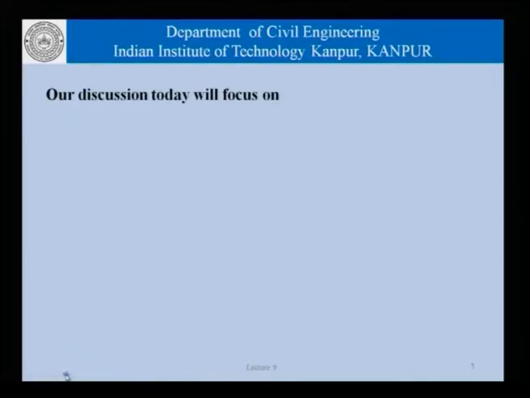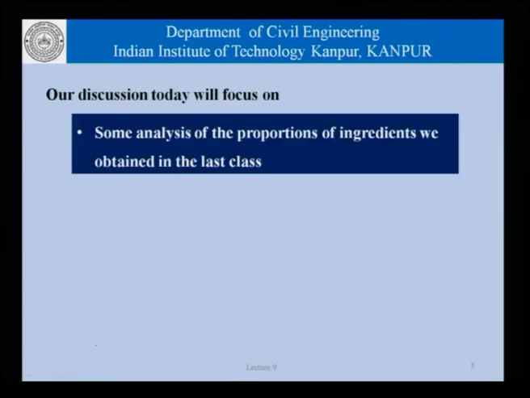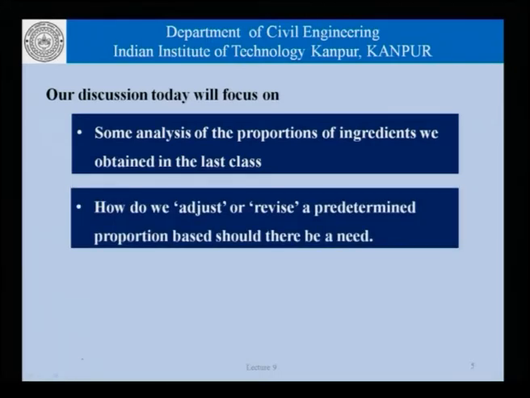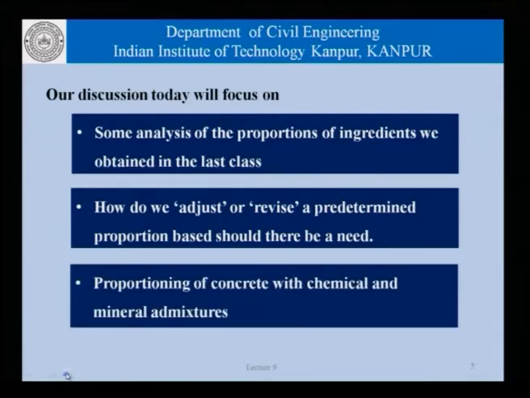Now, with this background, today we will focus on some analysis of the proportions of ingredients we obtained in the last class. We will discuss how we can adjust or revise a predetermined proportion should there be a need, and we will try to also look at proportioning of concrete mixes with chemical and mineral admixtures.